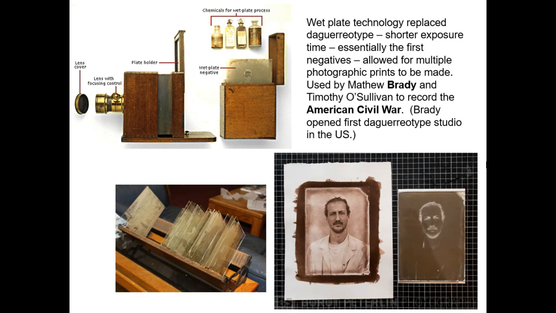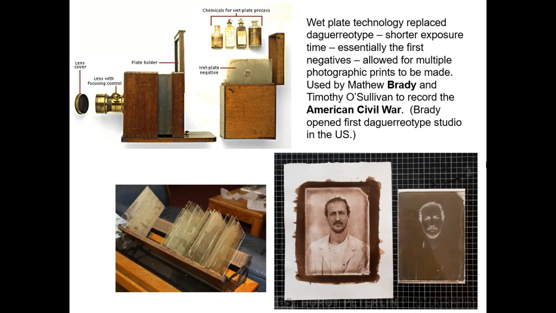So those examples of wet plate photography, those negatives that still exist from the Civil War, can still be reprinted today. The first photographic portrait studio in the US was opened in New York City. It was owned by Matthew Brady. Brady, Timothy O'Sullivan, and multiple other famous American photographers were employed by the US government to document the American Civil War, and they used wet plate cameras to do this.